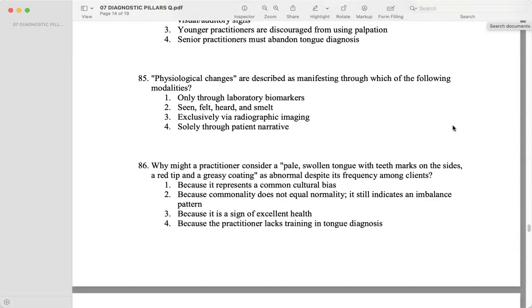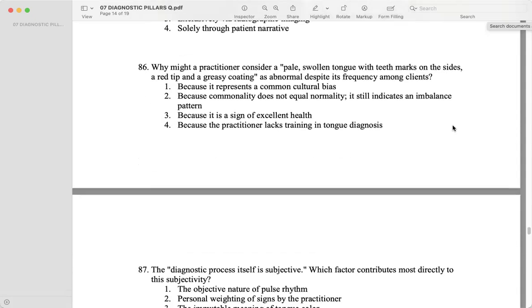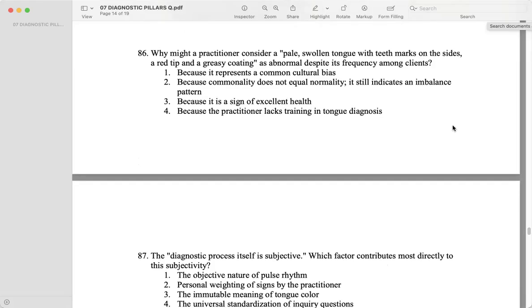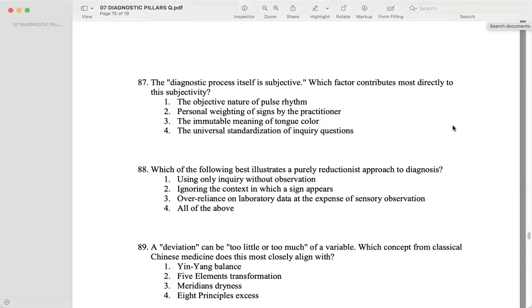Seen, felt, heard, and smelled. Why might a practitioner consider a pale swollen tongue with teeth marks on the sides, a red tip, and a greasy coating as abnormal, despite its frequency among clients? Because commonality does not equal normality, it still indicates an imbalance pattern. Correct. The diagnostic process itself is subjective.